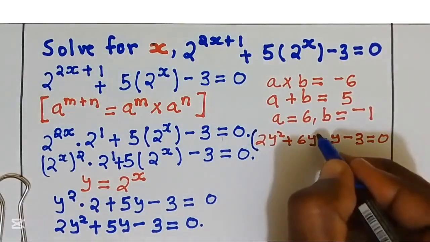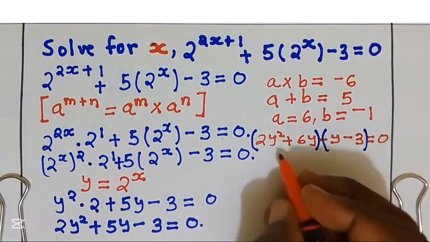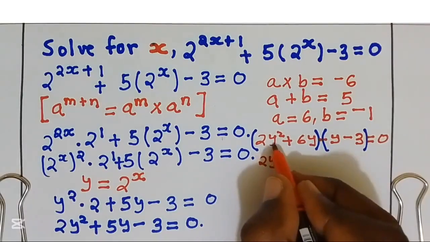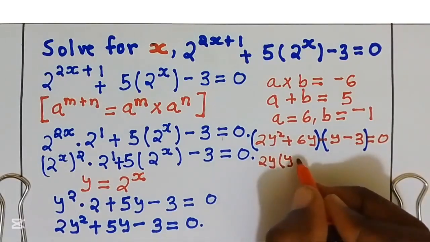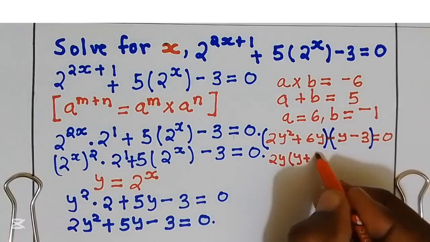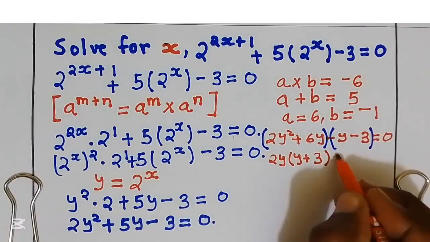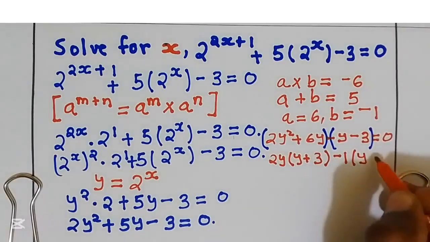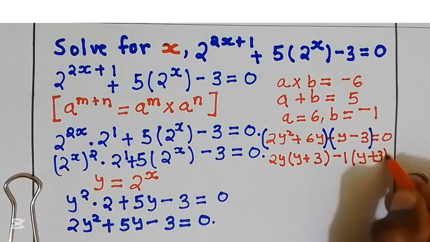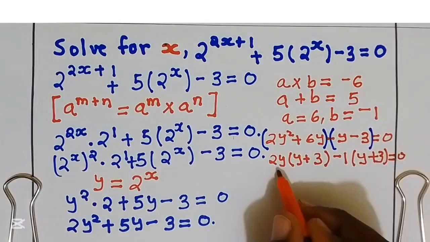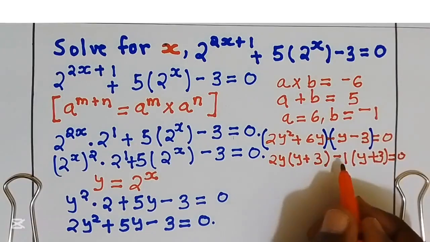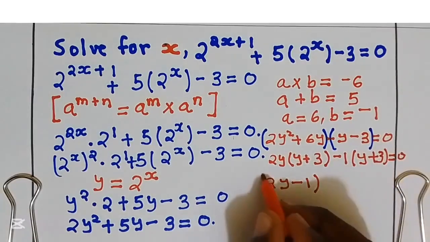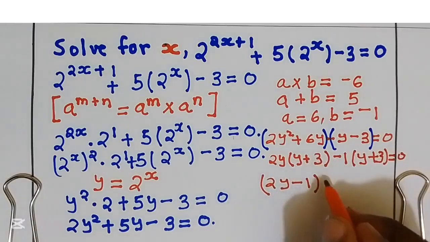We're going to factorize. Factor out 2y, we remain with y plus 3. Then minus 1, and here we have y plus 3 equal to 0. Our factors are 2y minus 1 and y plus 3.